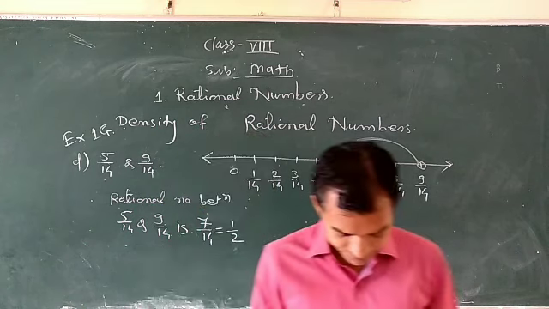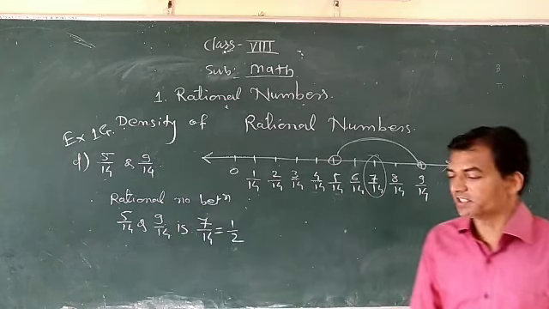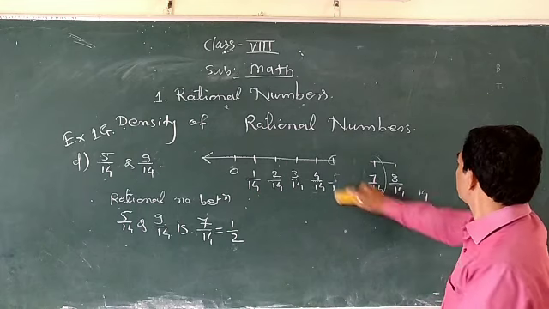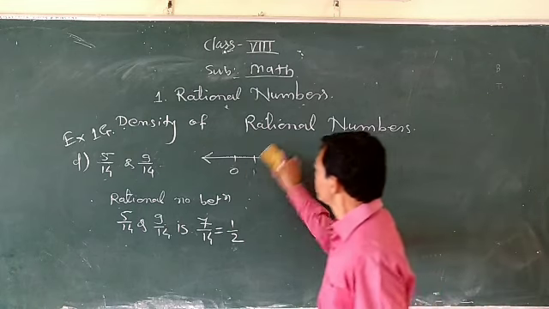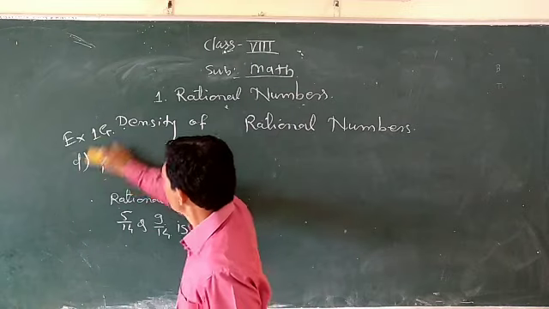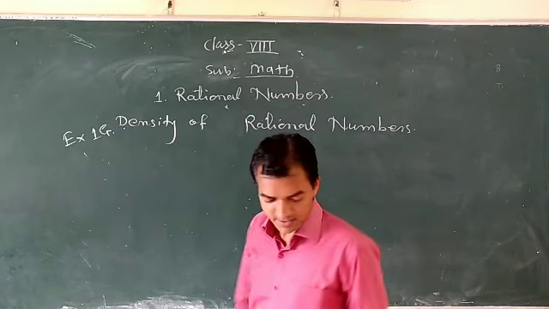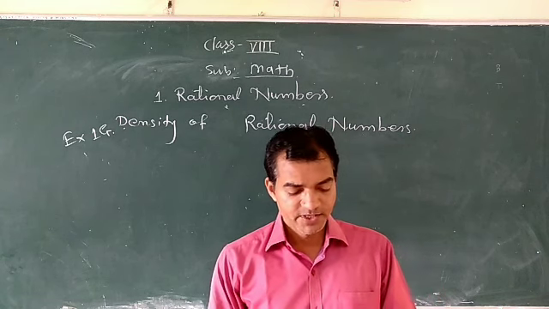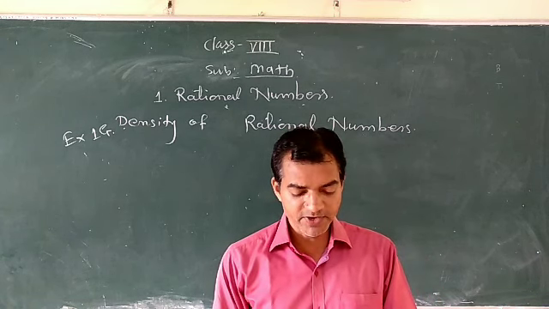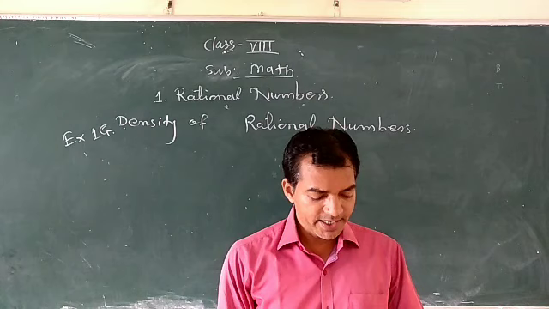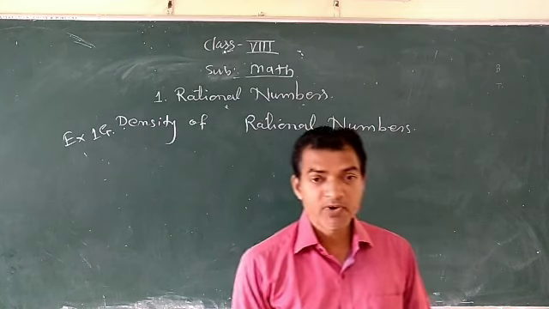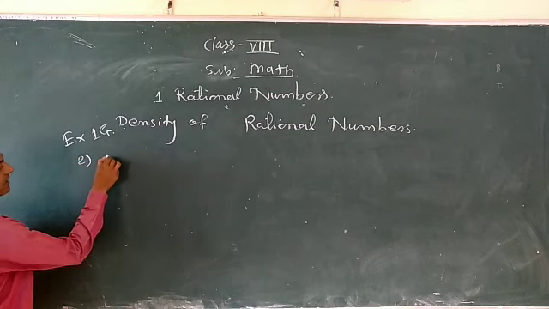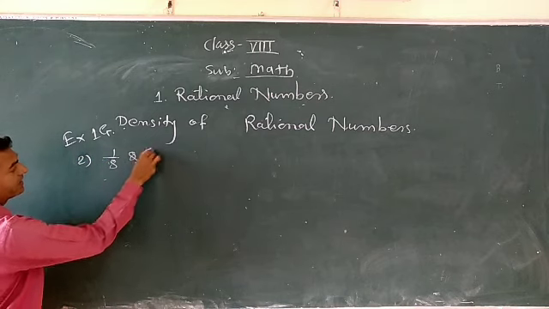So write down this. Second question, see here. Question number 2. Listen here, what is given? Find three rational numbers between 1 by 8 and 1 by 12. Between 1 by 8 and 1 by 12. Question second, 1 by 8 and 1 by 12.